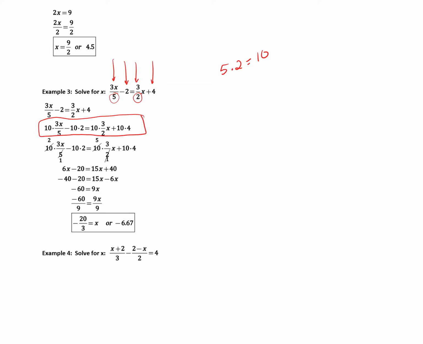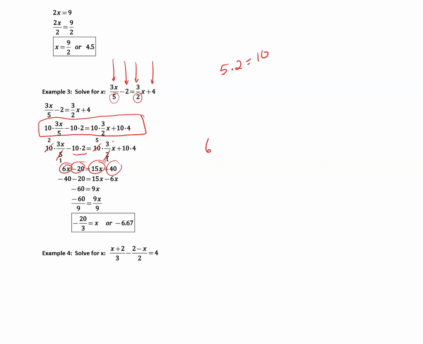So 10 times the 3x over 5 minus the 10 times the 2, 10 times the 3 over 2, and 10 and 4. So then I can do my cross canceling. So 5 goes into 10 twice. That gives me a 6x. Negative 10 times 2 is negative 20. 2 goes into 10, 5. So I get 5 times 3 is 15x and 40.